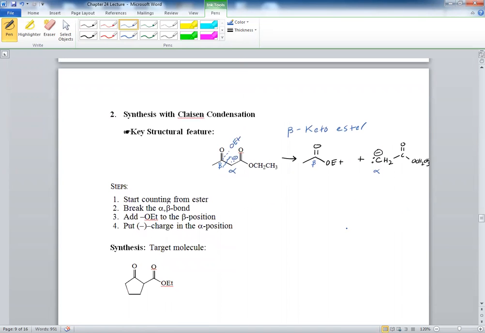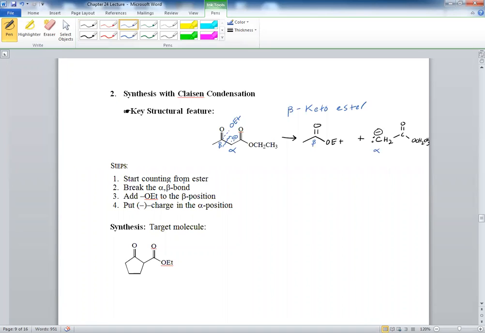Okay, so what are the steps? The steps are: start counting from the ester. You always count from the ester. So I told you this was your alpha. So here it is, alpha. And then you find the beta, that's the next carbon, the carbonyl in this case. You break the alpha-beta bond as we did. You add OEt, the ethoxy group, to the beta position. And then, of course, you put a negative charge on the alpha position as we did right there.